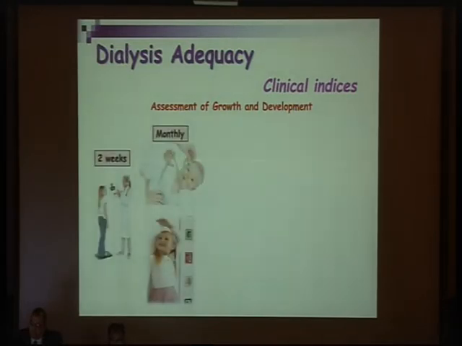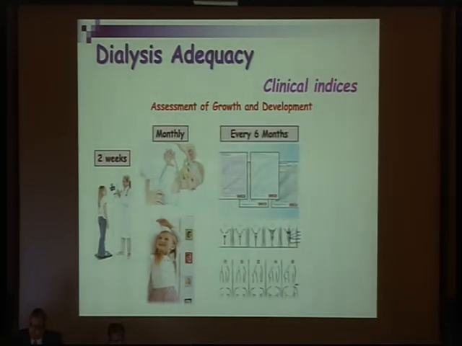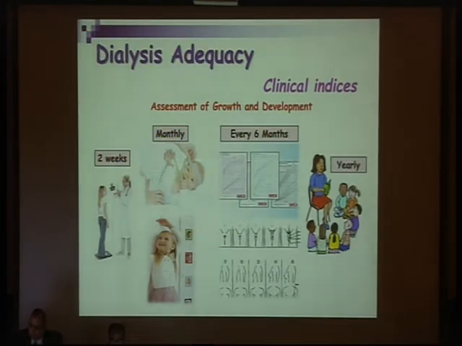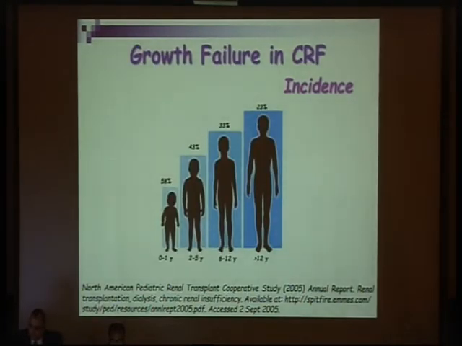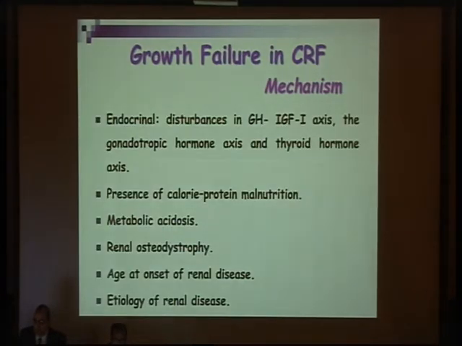So there is always regular monitoring of the growth, whether they are catching up, or if they are below the centiles in both weight and height. Also, the incidence of growth failure in chronic renal failure and end-stage renal disease patients on hemodialysis is large as well, because of multiple factors like endocrinological disturbance, presence of malnutrition, metabolic acidosis, renal osteodystrophy, and also the age at the onset of renal disease affects the growth.